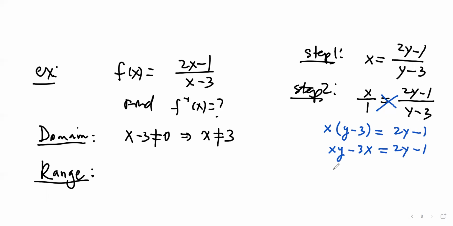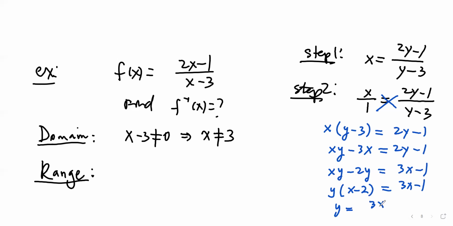Then put the y's on the same side. So this will be xy minus 2y equals 3x minus 1. I put the y's on the same side, and I move everything else to the other side. And then I'm factoring out y, because the point is now we're solving this for y. Then divide both sides by x minus 2. So you get y equals 3x minus 1 over x minus 2. And that's what we call the inverse, right? Okay, perfect. Now I will write the domain of this inverse function.